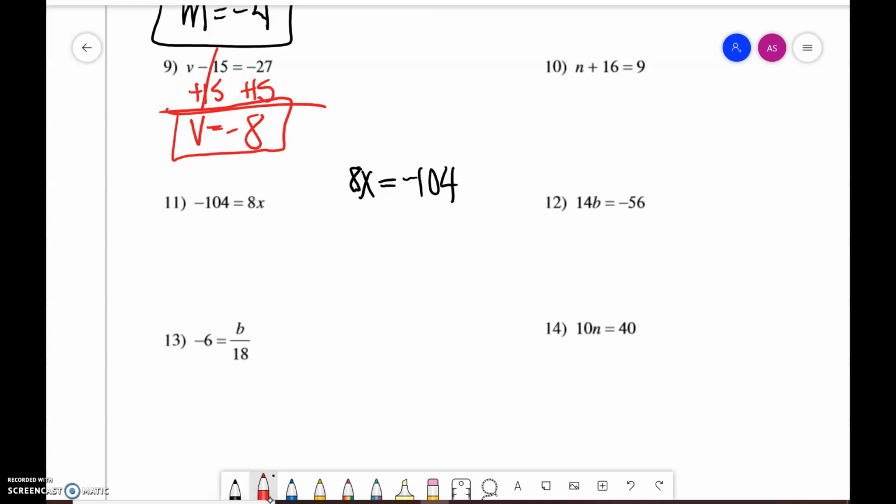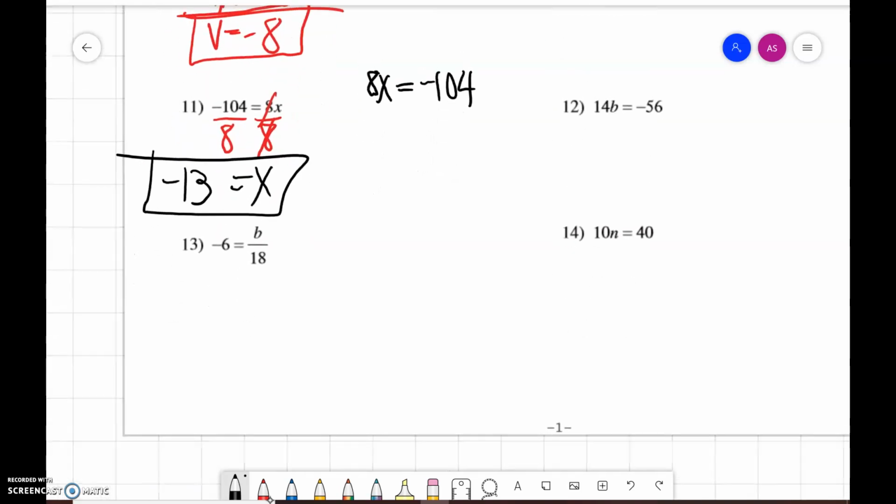So since I have multiplication, my inverse operation is division. So I want to divide both sides by 8. Okay, the 8 is going to cancel out because we know that 8 divided by 8 is going to be 1. Okay, so what that means is I have left 1x. And now I'm going to divide negative 104 divided by 8, and I'm going to get negative 13.